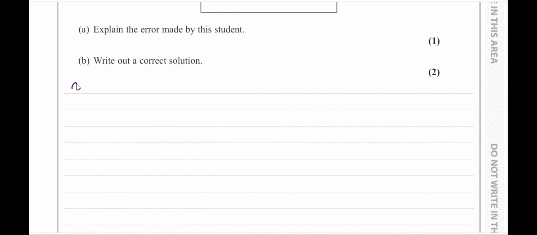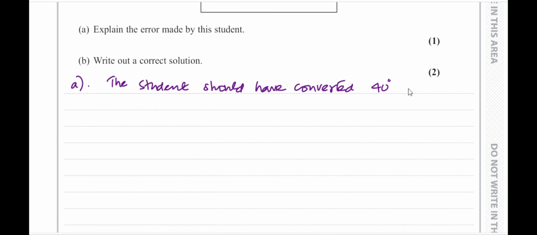So let's write. The student should have converted 40 degrees into radians.